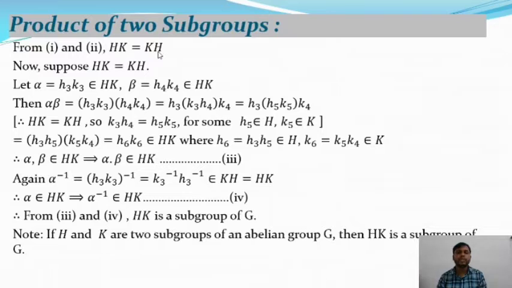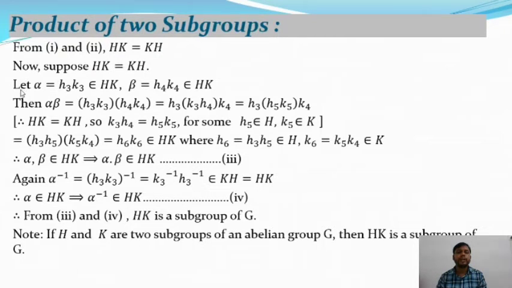This is the necessary condition of the above theorem. Now we are going to prove the sufficient condition. That means if HK is equal to KH, then from this we will find HK is a subgroup of G. That means from this we will prove that HK is a subgroup of G.